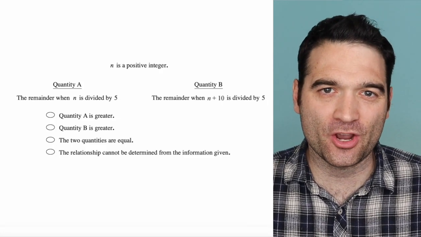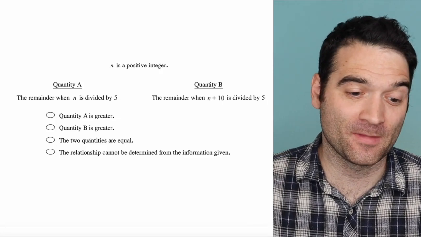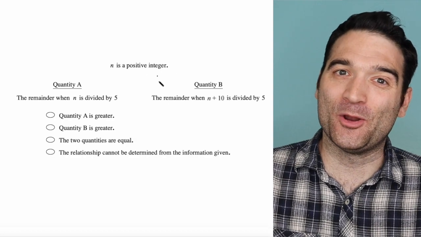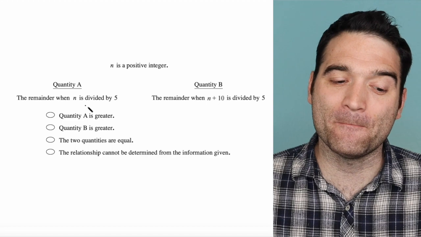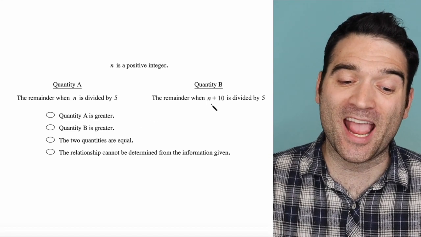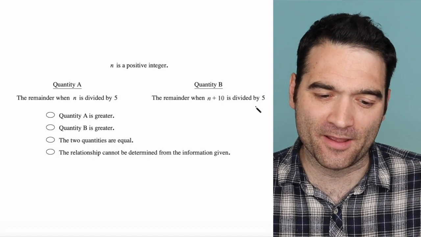Let's take a look at this GRE quantitative comparison question. We're told that n is a positive integer, okay? And we want to know what's greater, quantity A, which is the remainder when n is divided by 5, or quantity B, which is the remainder when n plus 10 is divided by 5.